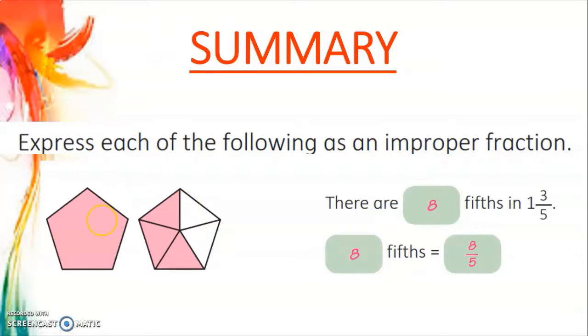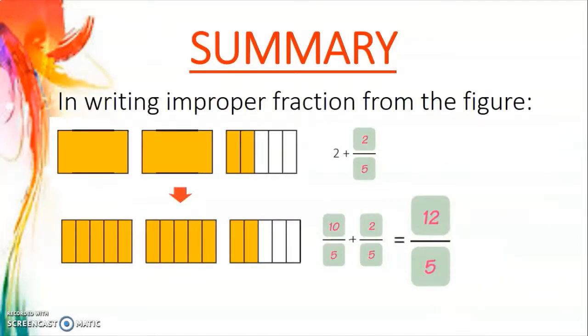5 equal parts. So it means this one whole, it's automatically 5 shaded. So 5, 6, 7, 8. So there are 8 fifths. So if there are 8 fifths, to write into an improper fraction, 8 over 5, 8 fifths. And writing an improper fraction from the figure, we have here 10 shaded out of 5 in one figure, and here is 2 out of 5, so that's why we have 2 fifths, and then we have 12 over 5.